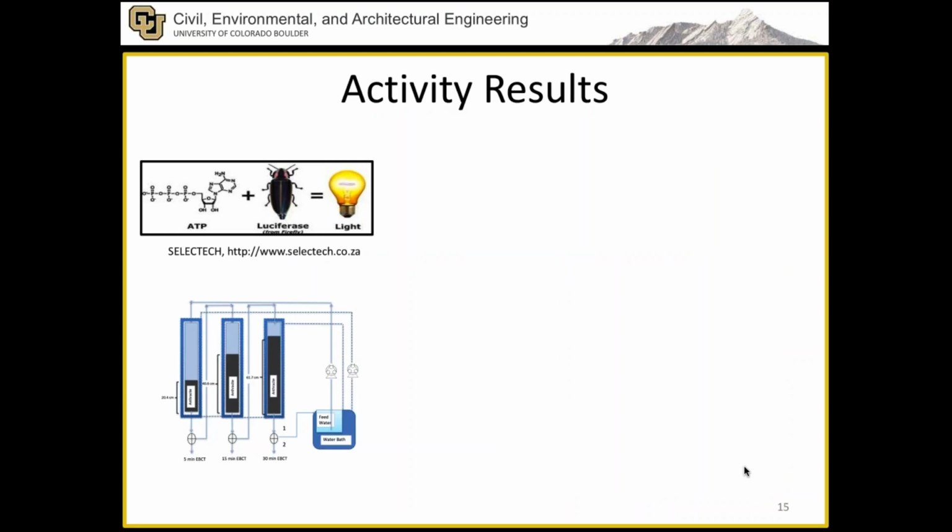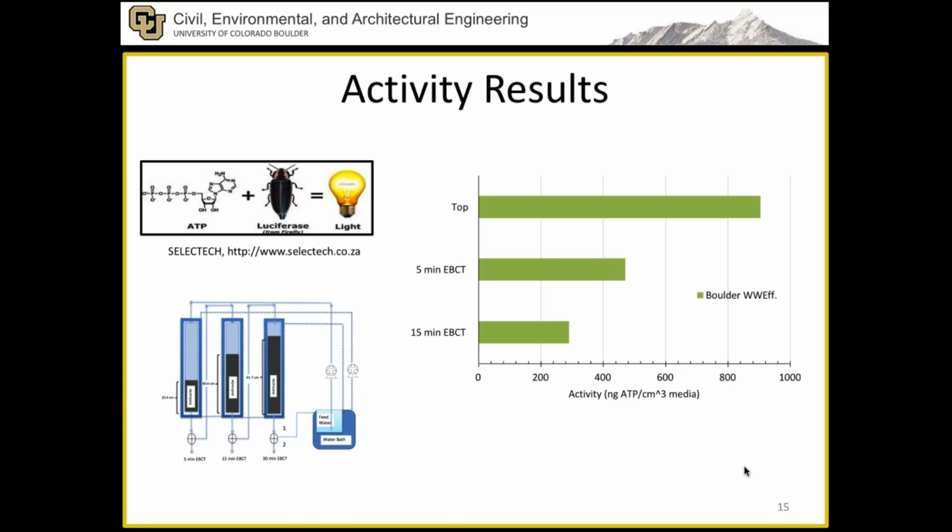So in order to get into some results, we wanted to look at activity. We used the LumenUltra test kit, where ATP reacts with luciferase enzyme found from the firefly to produce light. And that light can be correlated to nanograms of ATP per centimeter of media. So for each of the top of the columns, we are able to take a media sample and measure activity.